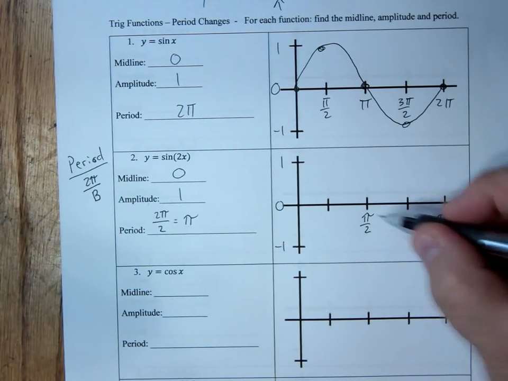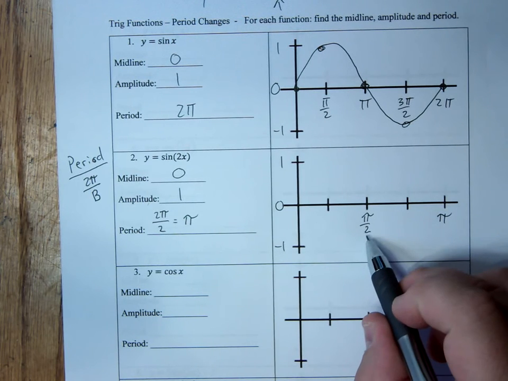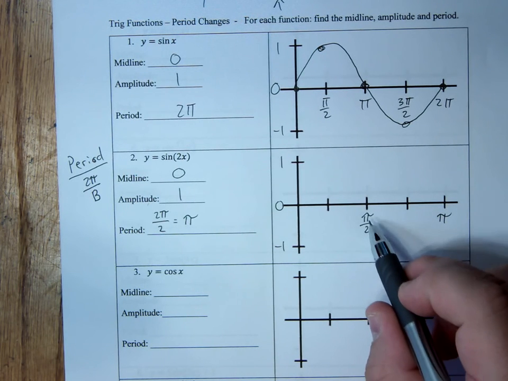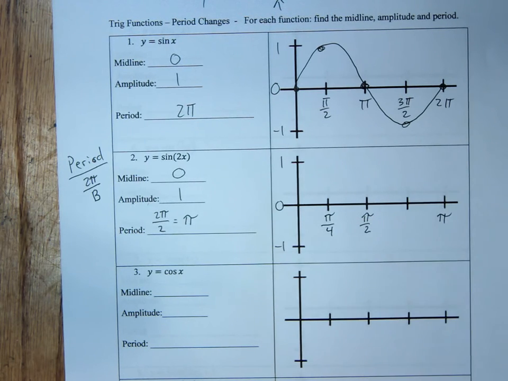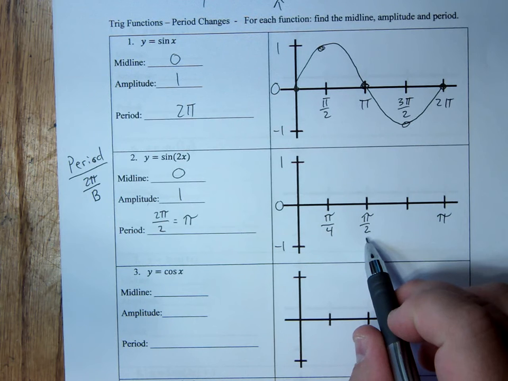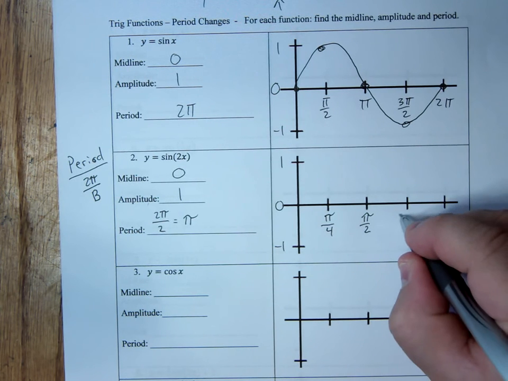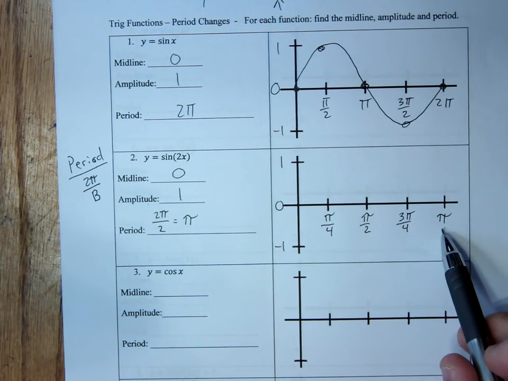Half of pi over 2, anytime you want to take half of a fraction, you can just double the denominator. So pi over 2, half of that is pi over 4. And so now you're counting by fourths. 1 pi over 4, 2 pi over 4, 3 pi over 4. And of course that would be 4 pi over 4, which is pi.